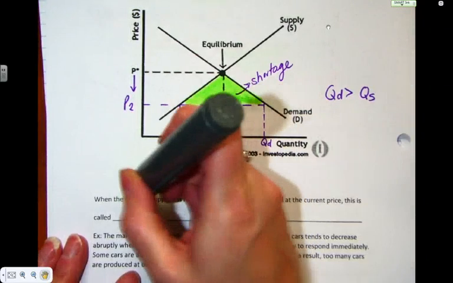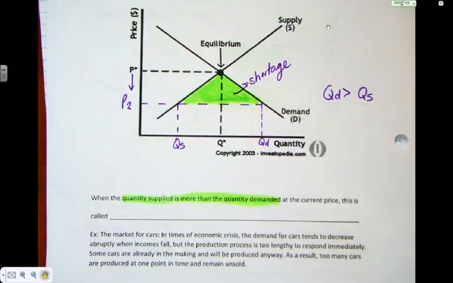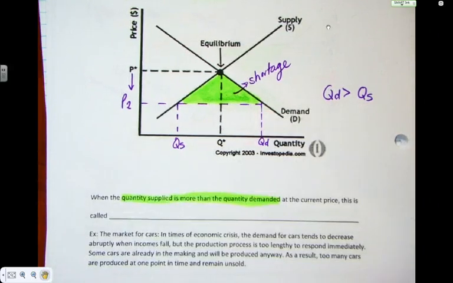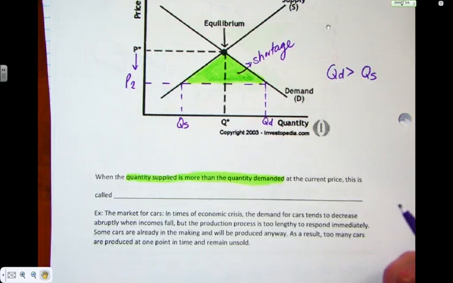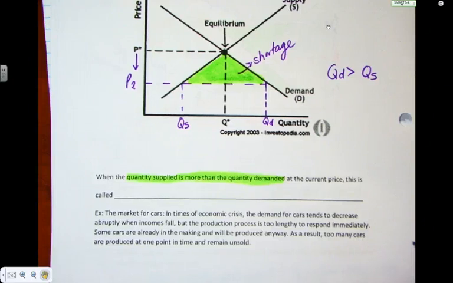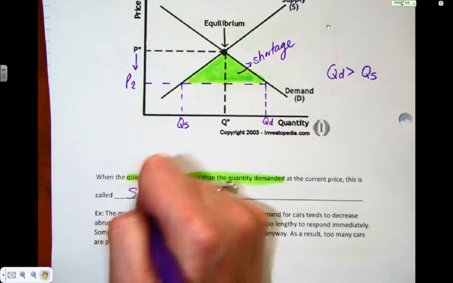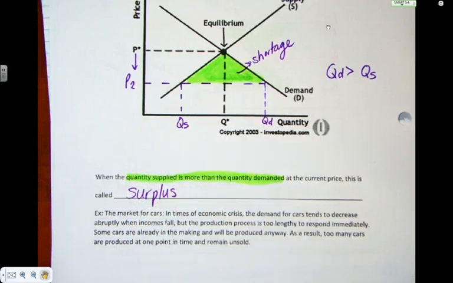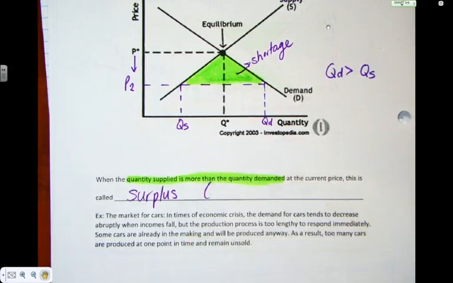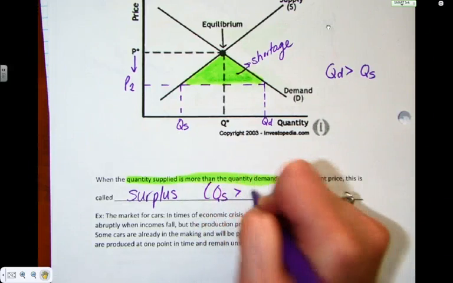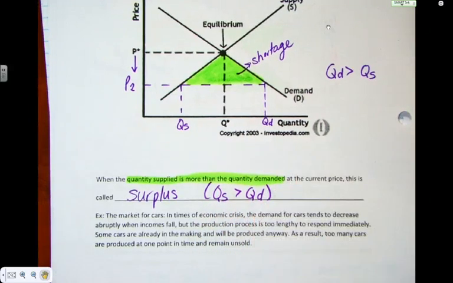When the quantity supplied is more than the quantity demanded, it kills me you're shading it with pencil. Kills me. I know. I accept it. It is surplus. What do we say about QD and QS? QD is less than QS, just depending how you want to word it.